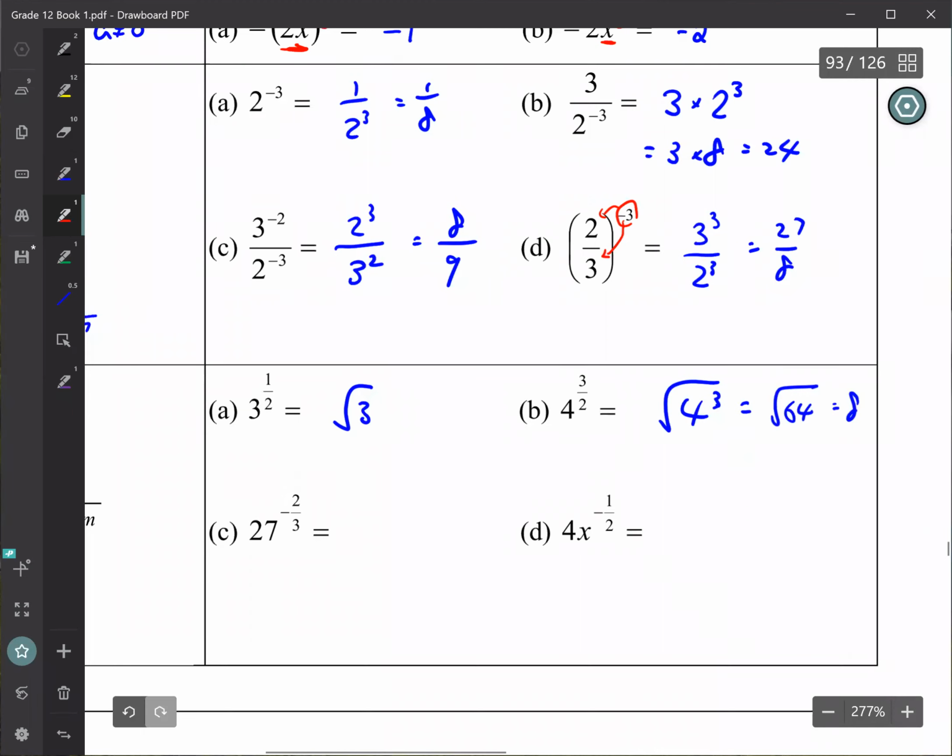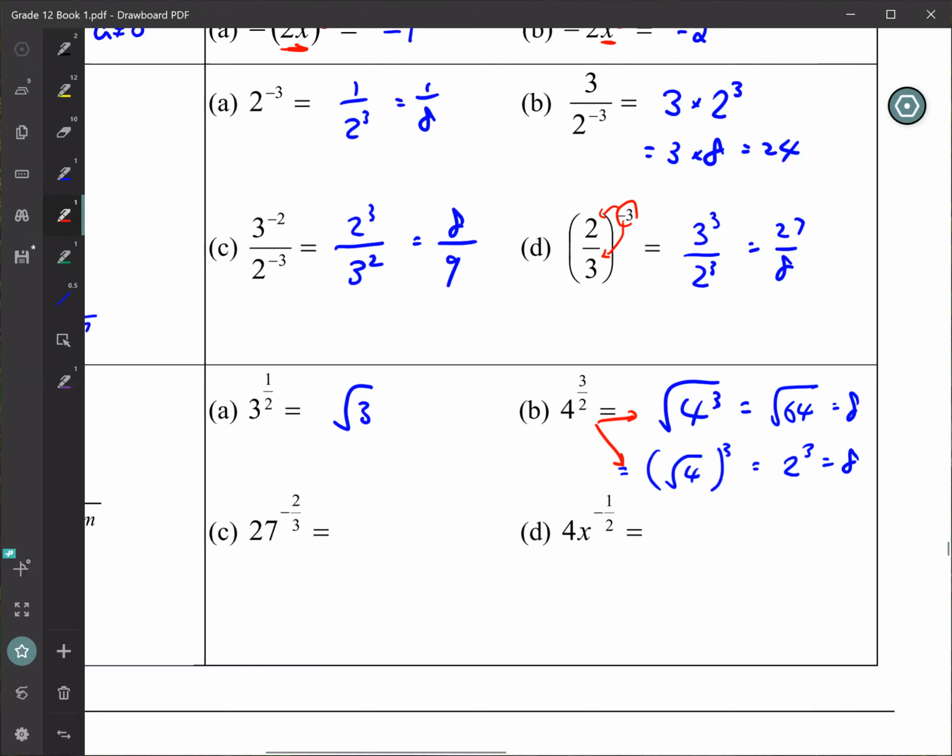Let's show the other way. Bracket square root 4, bracket power of 3. Yeah, okay, so you can do the root first, which will make the number smaller, right? And then it becomes 2 cubed. That will also give you 8. So either way, I will prefer the second way. It makes the number smaller, easier to find.